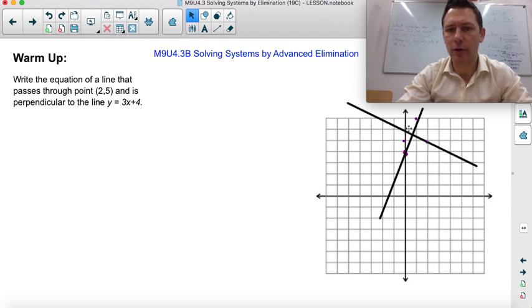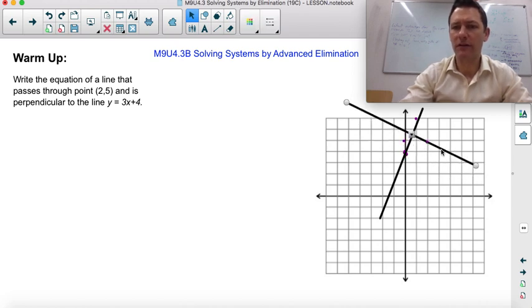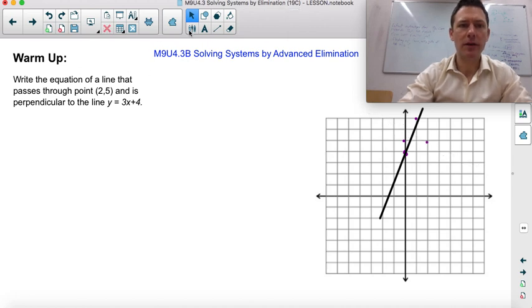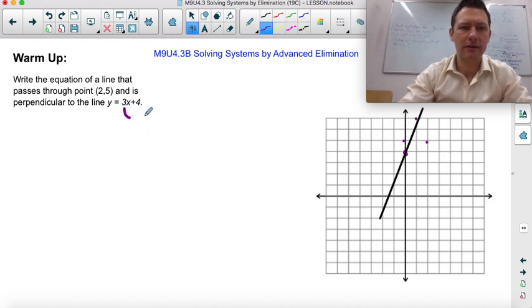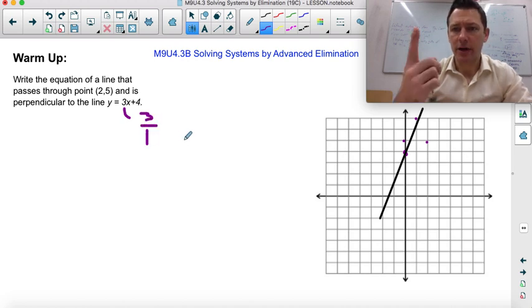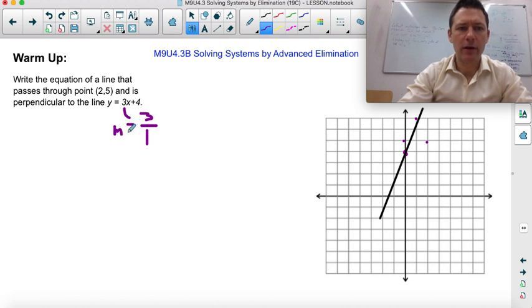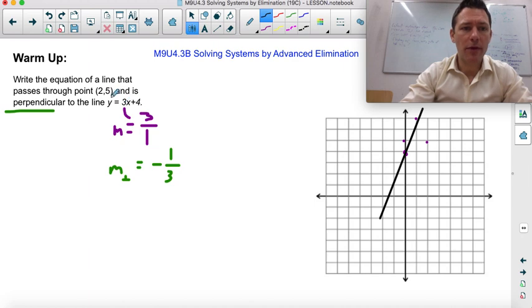So we can try to figure out where this is and find the slope, but we can do this algebraically as well, because this line has a slope of 3, which is 3 over 1. Sorry, I'm writing with my finger. So the slope of this is 3 over 1. We want a perpendicular slope, so we want an opposite reciprocal of that. So the perpendicular to this is negative 1 over 3.